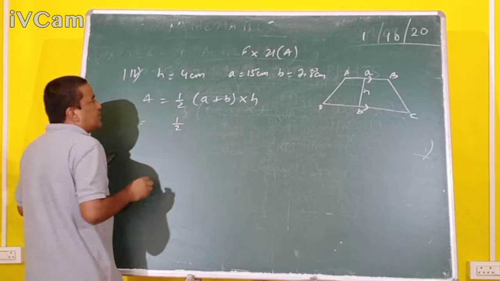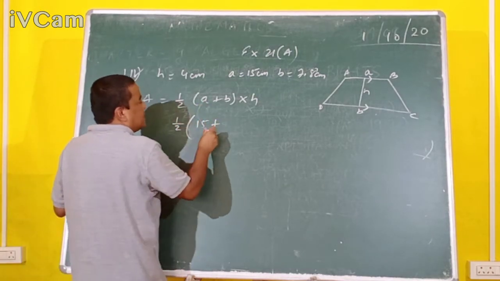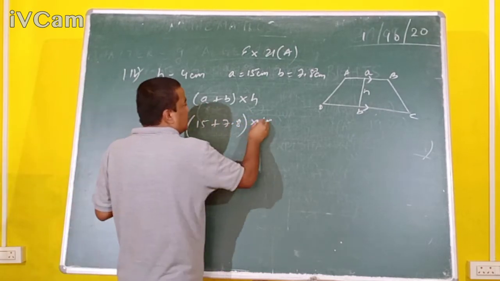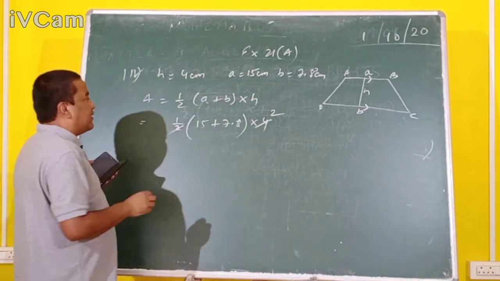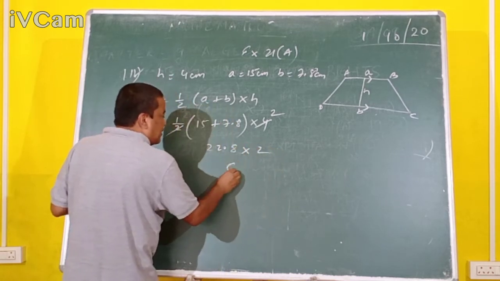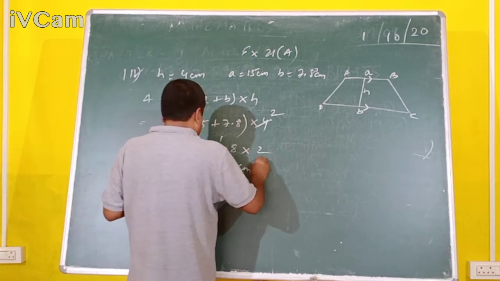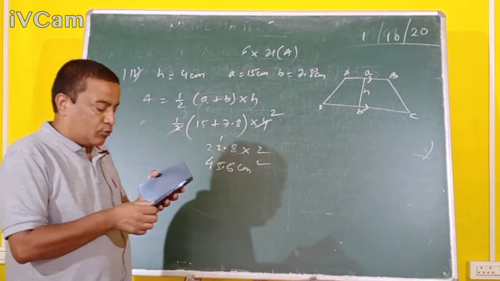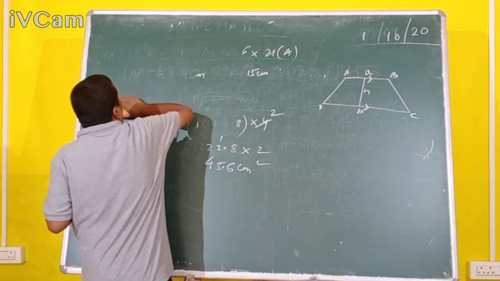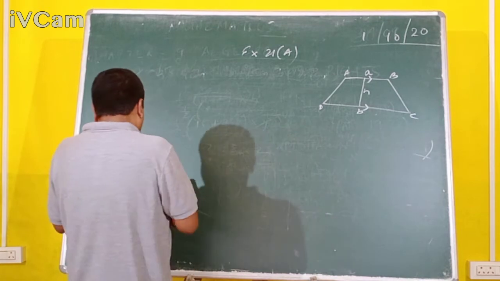Now the area is half into (15 plus 7.8) into 4. You can always cancel these two. 15 plus 7.8 is 22.8, into 2. 2 8s are 16, 2 2s are 4 plus 1 is 5, 2 2s are 4. 45.6 centimeter square. So in this way you have to do it. Okay. From question 1, you can try part 3 and part 4 as homework.